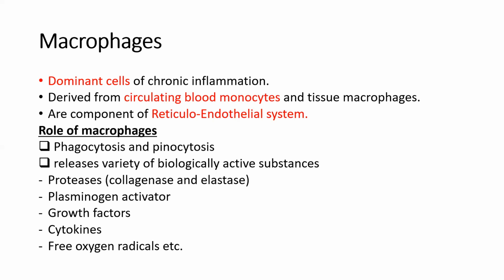What is the role of macrophages? The main role of macrophages is phagocytosis and pinocytosis. Phagocytosis is also known as cell eating and pinocytosis is also known as cell drinking. Macrophages release various biologically active substances such as proteases. Among the proteases, collagenase and elastase are the enzymes secreted in the majority. These enzymes degrade collagen fibers and elastic fibers. Other important chemicals produced by macrophages are plasminogen activator, growth factors, cytokines, and free oxygen radicals. These free oxygen radicals are cytotoxic in nature.